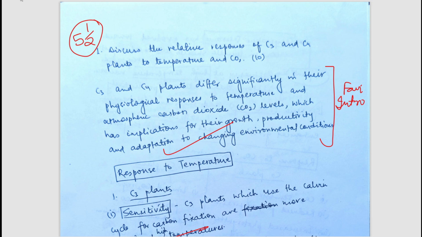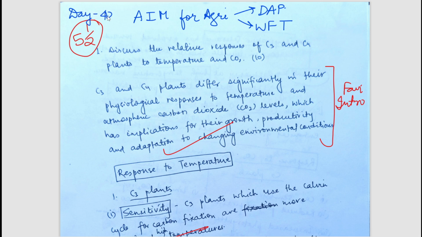So today we are going to discuss the next answer copy of our Aim for Agriculture series. As you all know, we are having the Aim for Agriculture series, in which we have daily answer writing practice and weekly full tests. So today we are going to discuss the copy of day 42, and we will see what were the questions asked and how the student has approached the answer.